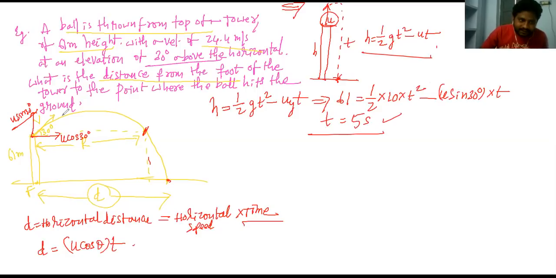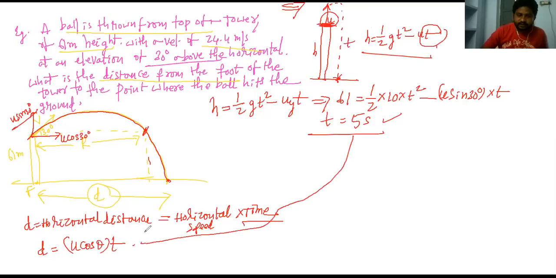This t is the total time taken by the particle to reach the ground from the vertical projection. So this t is equal to 5 seconds. You substitute here, you get your answer. So D is equal to u cos 30 degrees into t, which is 5 seconds. So you get this as 105.6 meters. You can check it if you want.